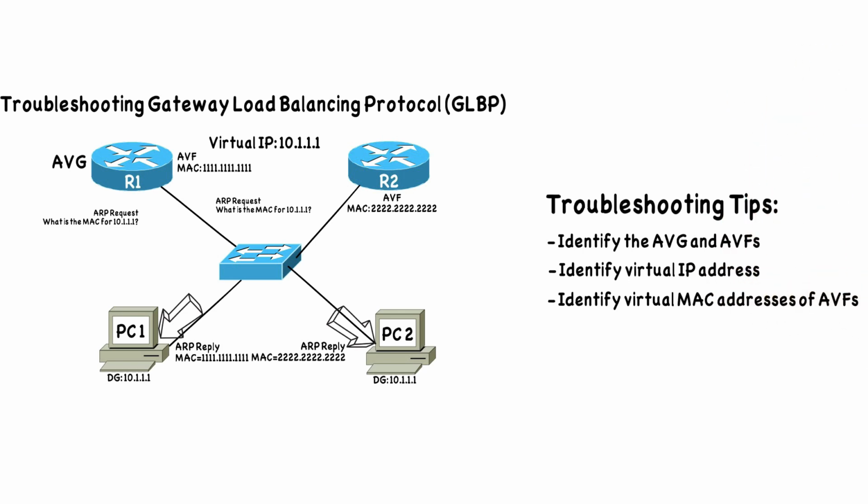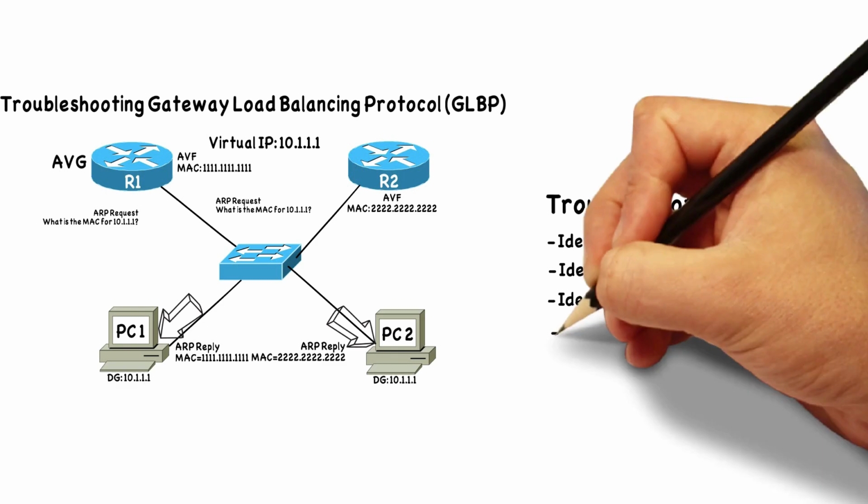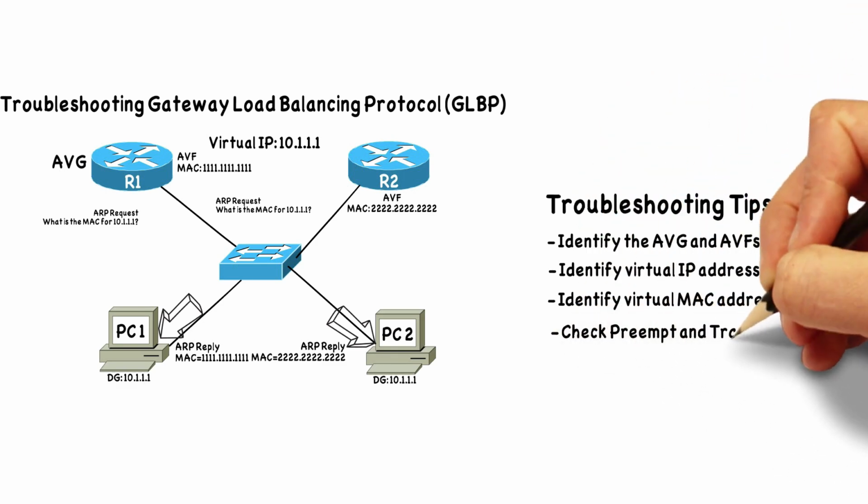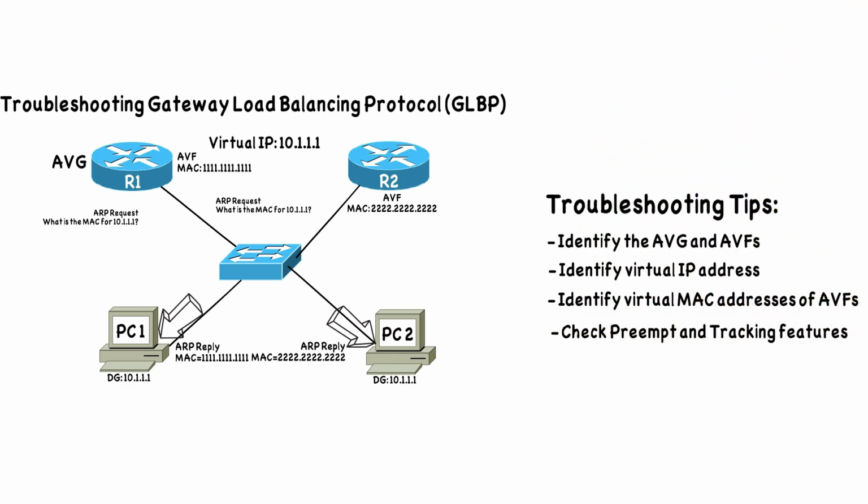And maybe we think one router should be the AVG, but it's another router. Well, we might want to check things like priority and preemption, like we did with HSRP and VRRP. And also, we might want to check to see if we're referencing any tracking objects, which might influence the weight, which could influence load balancing and maybe even take an AVF out of rotation if that weight got too low.